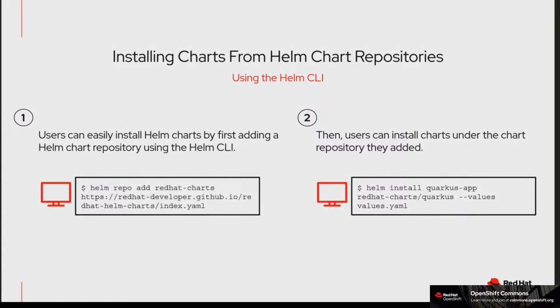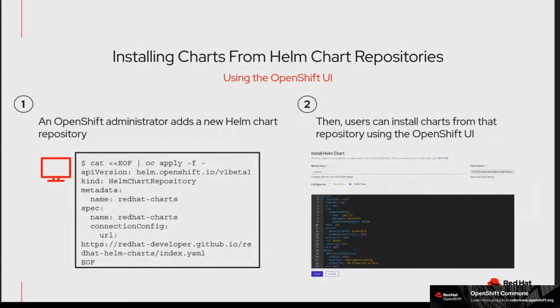So how do you actually interact with these charts? A couple different ways. One is via the Helm CLI, and so you'll just run helm repo add, and in this case, I'm adding the Red Hat Helm charts repo. And then once you do that, you can install any chart underneath there. So Quarkus, I think there's a Node.js one under there. helm install quarkus-app redhat-charts/quarkus, and then point it to your values file. And you can also interact with it from the UI as well. All an administrator has to do is create a Helm chart repository resource in OpenShift, and then developers can install any Helm chart from there from the UI. So that's a really cool feature.